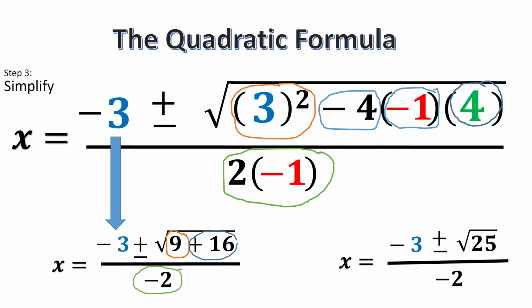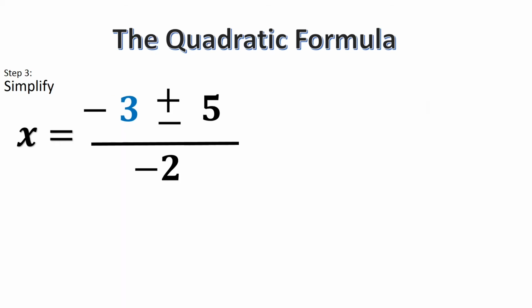We keep the negative 3. Plus or minus stays the same. We go ahead and add 9 plus 16 and we get 25. The square root of 25 happens to be a perfect square, so we know what that's going to be, and that's all divided by negative 2. Moving right along, we have negative 3 plus or minus the square root of 25, which turned into 5, divided by negative 2.